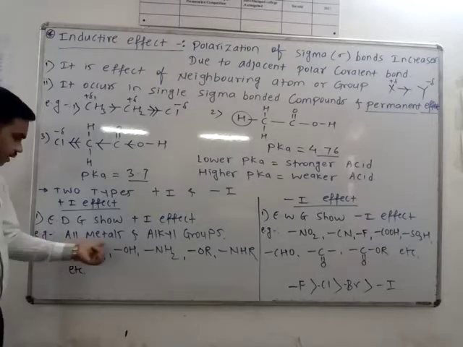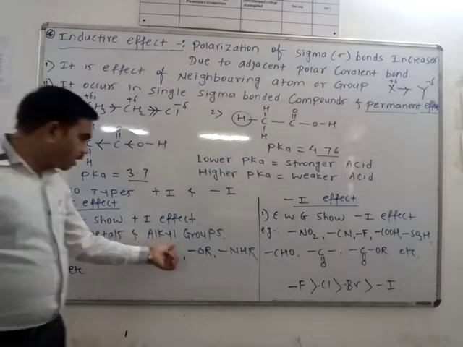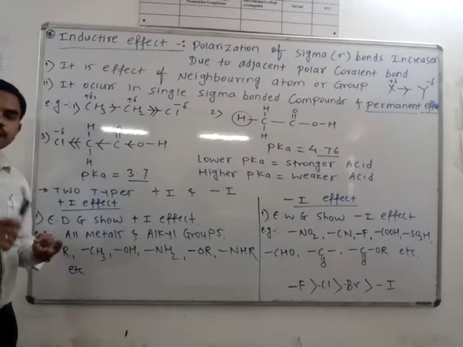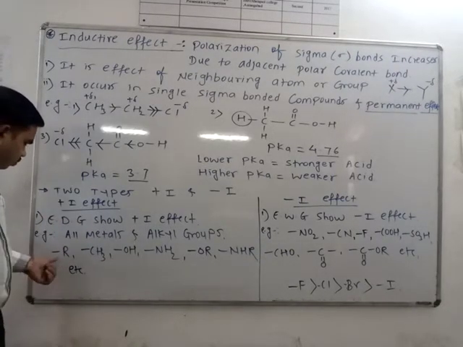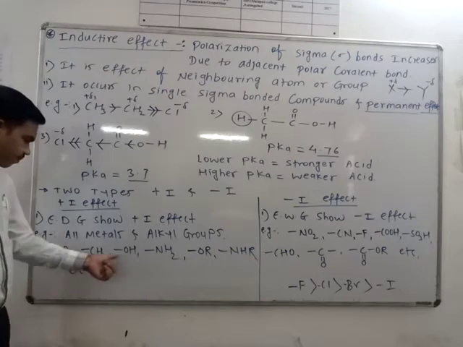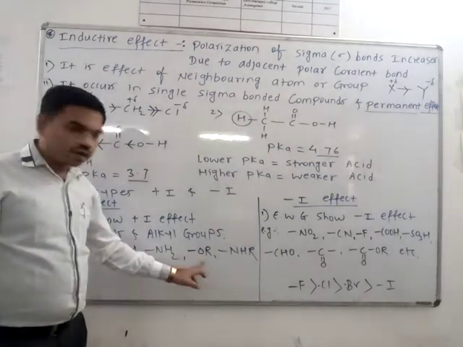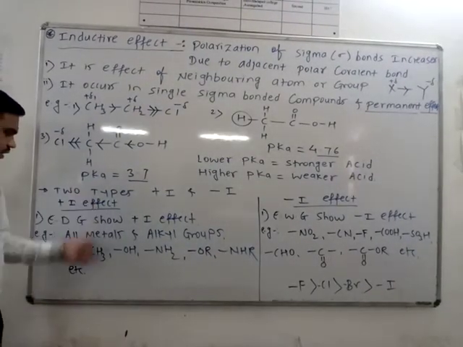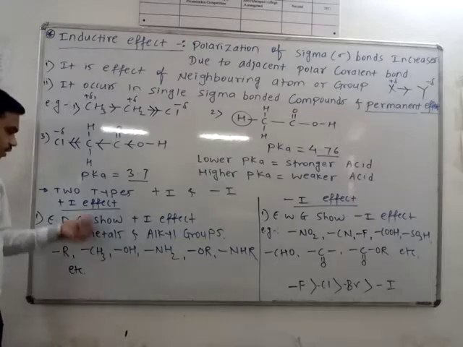Generally all metals, sodium, magnesium, aluminium. Okay. And all alkyl groups. You know the methyl, ethyl, propyl, tertiary butyl, isobutyl, all the alkyl groups. There are some other groups also: R, CH3, OH, hydroxyl group, NH2, amino group, OR, alkoxy group, NHR, substituted amines, etc. These show plus I. Okay, positive inductive effect.